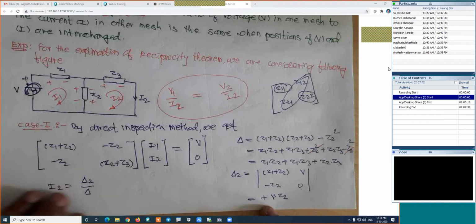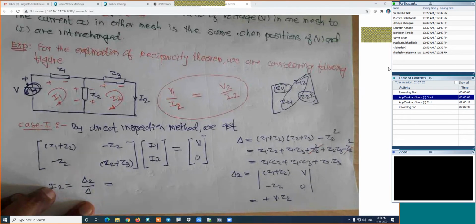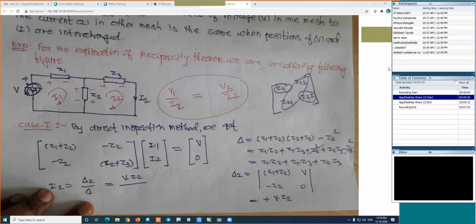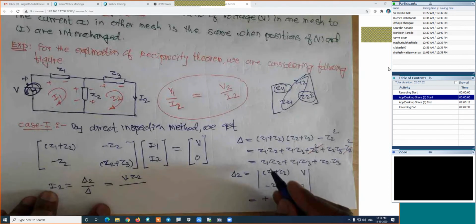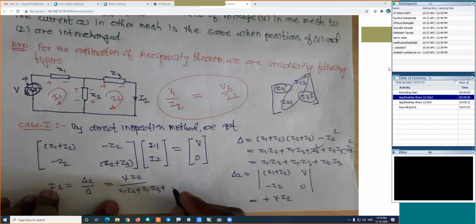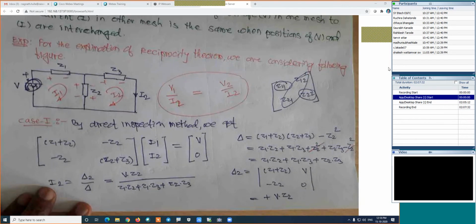Is it right? Means if we are finding this I2, it is equal to V into Z2 divided by the delta, which is Z1 into Z2 plus Z1 into Z3 plus Z2 into Z3. This value. This explanation is the lengthy part. That's it. This theorem is not difficult.